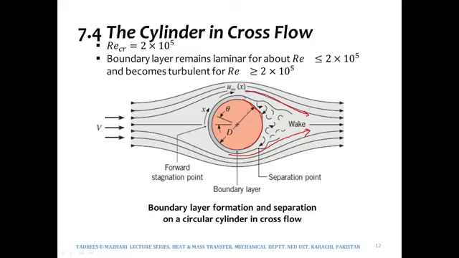Since the fluid will not be able to completely follow this circular path of the other half of the cylinder, it would give rise to a wake region. Wake means some sort of empty region, you can say. So there would be a wake region on the other side of the cylinder, which would give rise to the boundary layer separation phenomena, which we will be discussing in the upcoming slides.